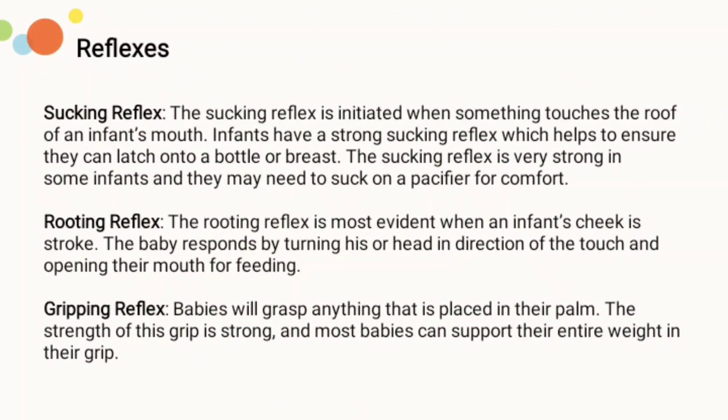Some of the most common reflexes that babies have are as follows. Firstly is the sucking reflex. The sucking reflex is initiated when something touches the roof of the infant's mouth. Another is the rooting reflex, which is most evident when an infant's cheek is stroked. Another, the gripping reflex, in which babies will grasp anything that is placed in their palm.